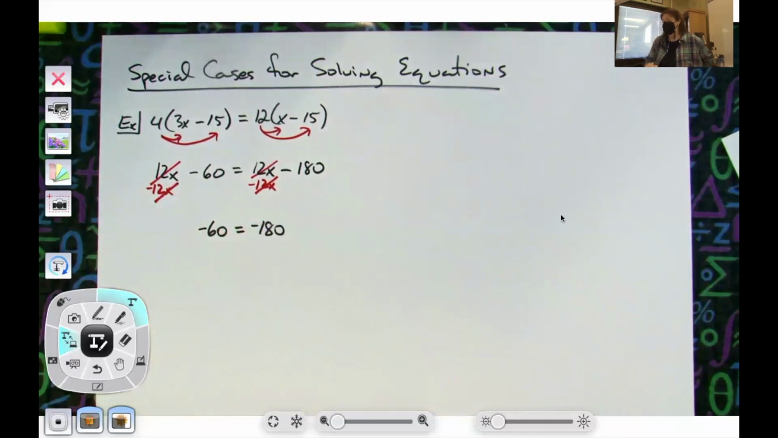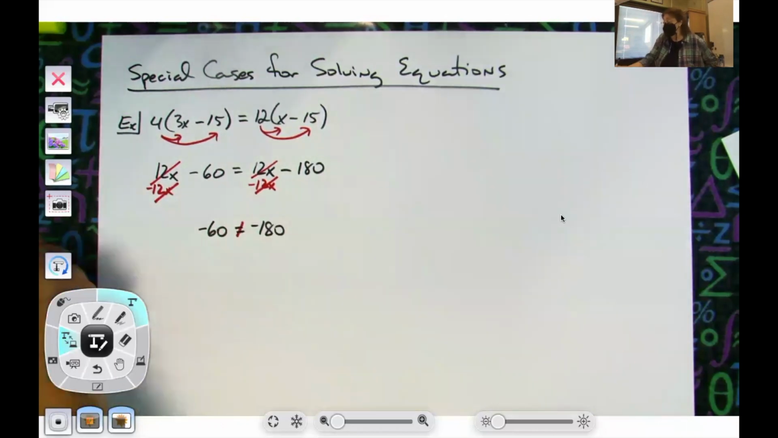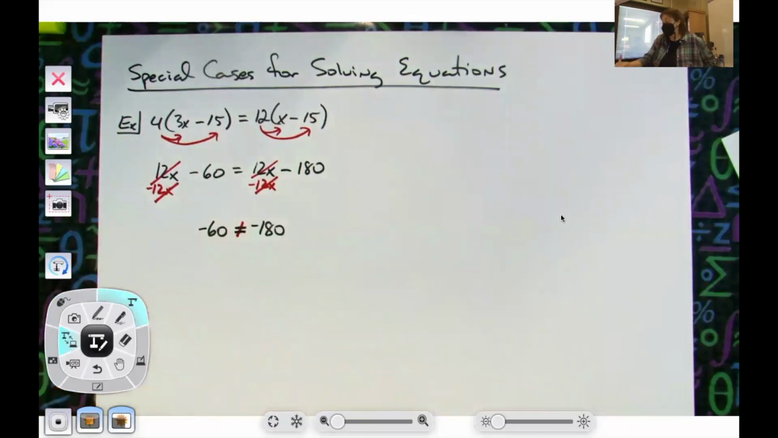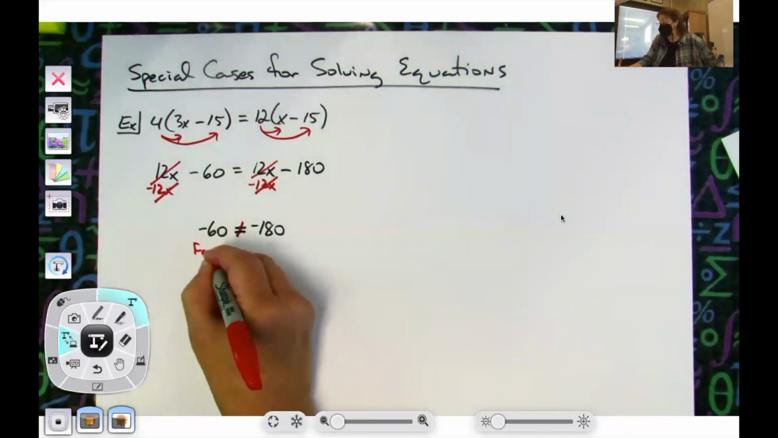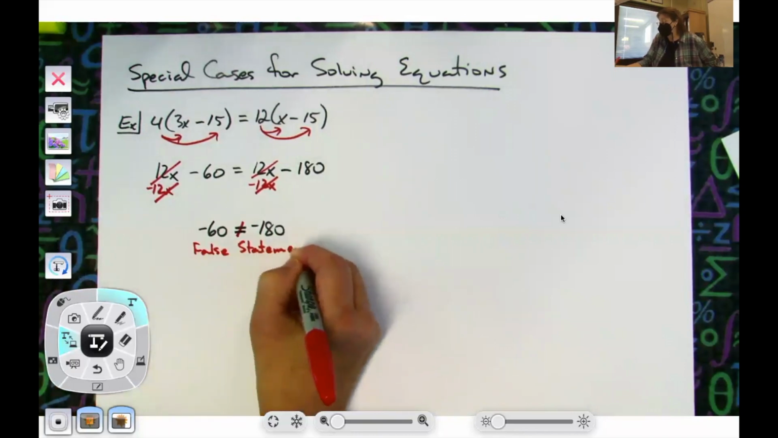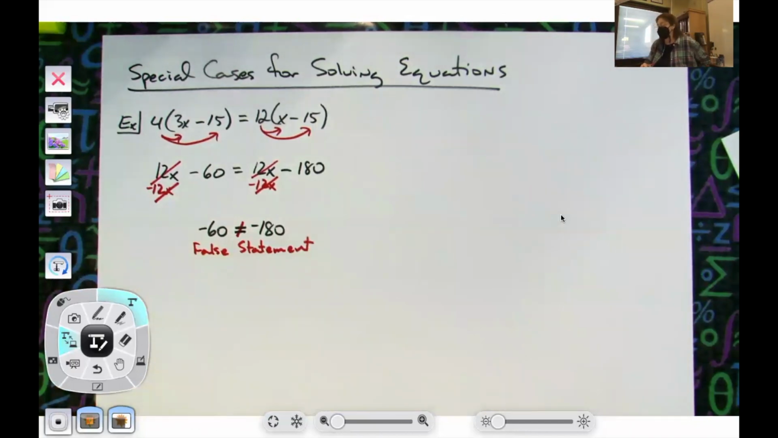Common sense, does negative 60 equal negative 180? Not last time we checked. That's a false statement. Negative 60 does not equal negative 180. Now, the false statement is not the answer. That's not what you write on your paper. Stop and think about what this means. I'm trying to find a value for x. It means it's a no solution.